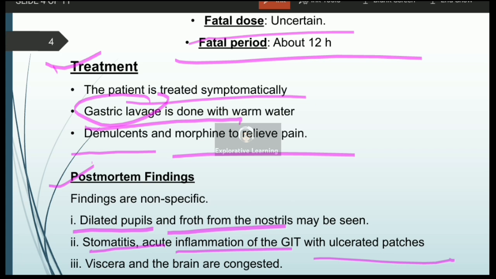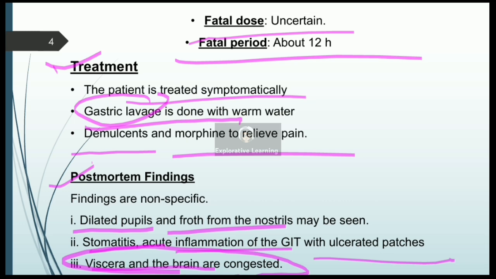Okay, then viscera and brain can be congested in such cases. Congestion of your visceral organs, congestion of the brain. Viscera means all the internal organs, be it your heart, your stomach, your liver, your kidney, anything. This is all what we call viscera, right? These are some common signs and symptoms.